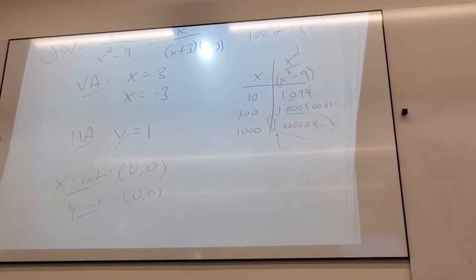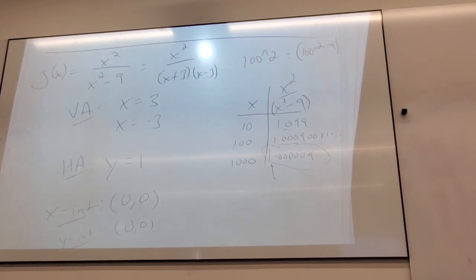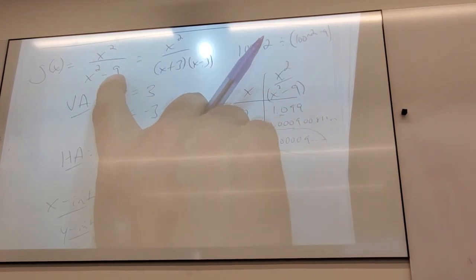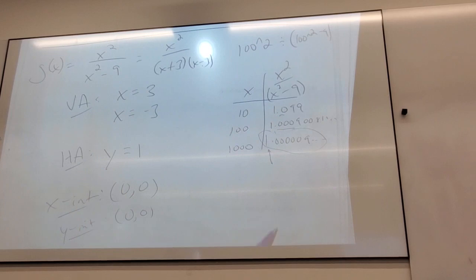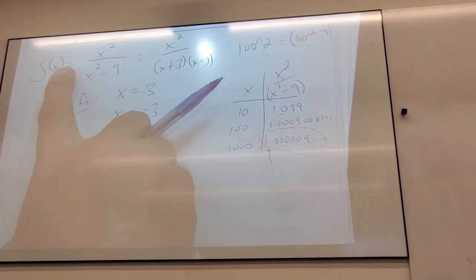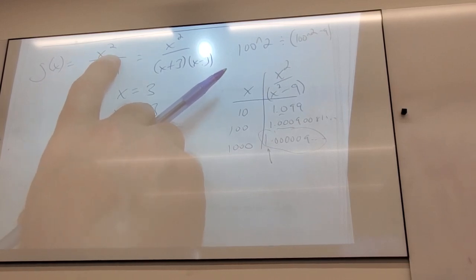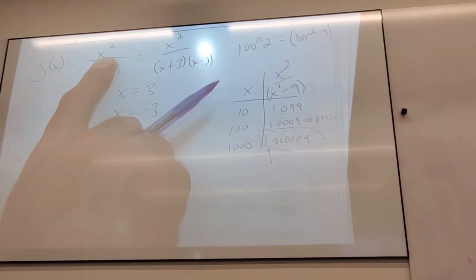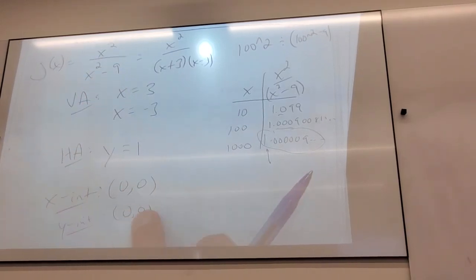Let me stop for a minute, you guys kind of with me? No? So again, how do I find a y-intercept? I make x 0. 0 over negative 9 is 0. How do I find the x-intercept? I make y 0. So when is this fraction equal to 0? When the top is 0. When's the top 0? When x is 0. Right? How do you make x squared 0? You just make x 0. Right? How we doing? You got this, right?